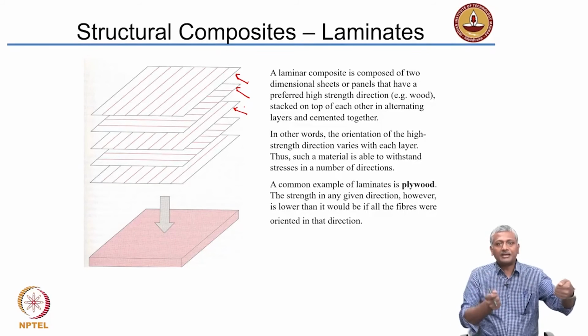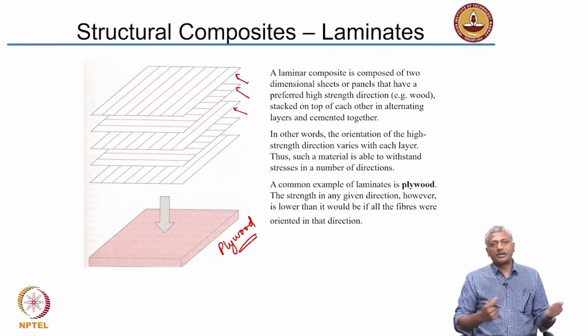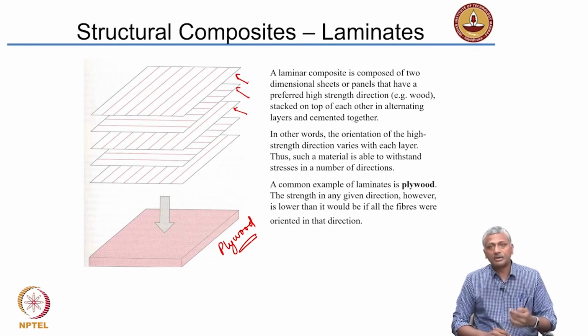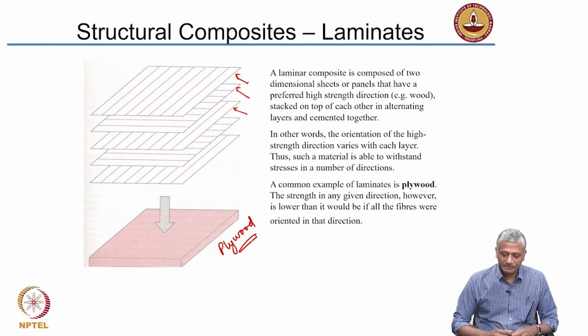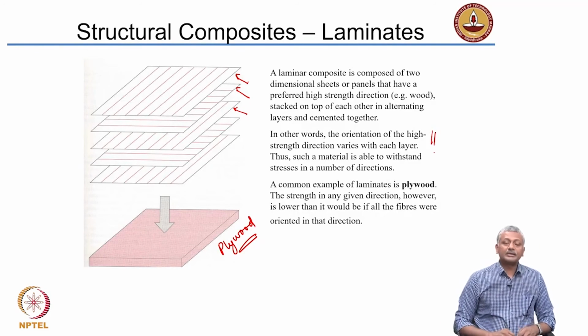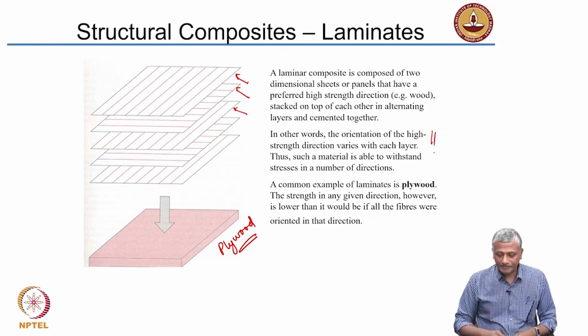So when you put randomly different orientations together and stick them together to form plywood, you will have a material that is strong in all directions. So plywood is a very common construction material, right, especially for formwork it is used extensively. So generally the orientation of the high strength direction will vary with each layer, but when you put them together, a composite material will have very high strength in all directions.